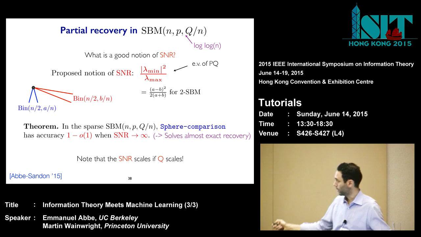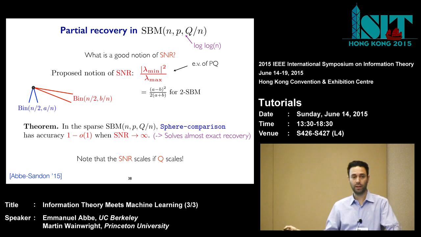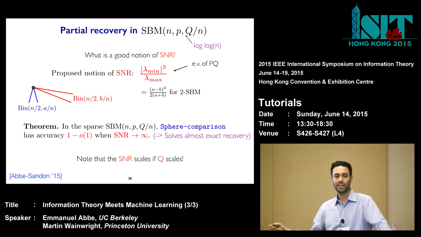Okay, so now we have another algorithm, a second theorem, which we call sphere comparison. In that sparse stochastic block model, without the log n, the algorithm recovers almost everybody when the SNR goes to infinity. And in fact, if you have a symmetric block model, it's also necessary that the SNR goes to infinity in order to have almost exact recovery. So in a sense, this is the right notion of SNR if you want to understand when you can or cannot have almost exact recovery. We also have a result in the paper for when you only want to get a fixed percentage, but I will not discuss this here because it's a little bit technical.